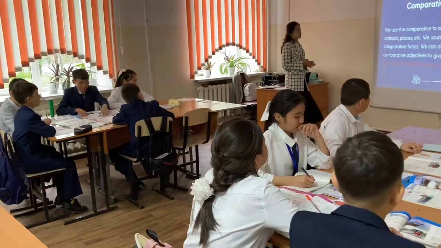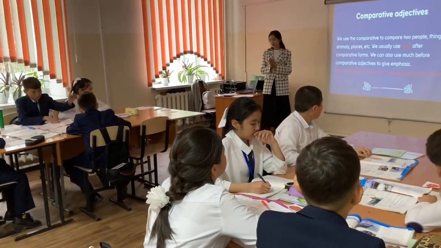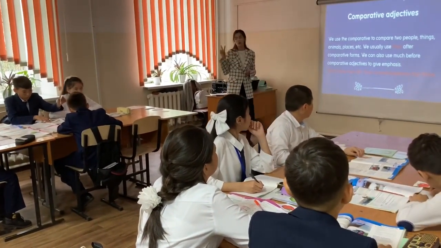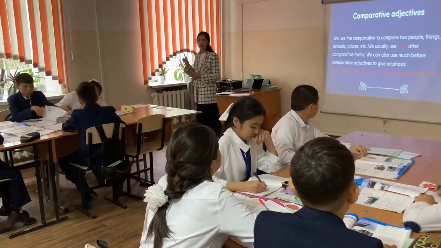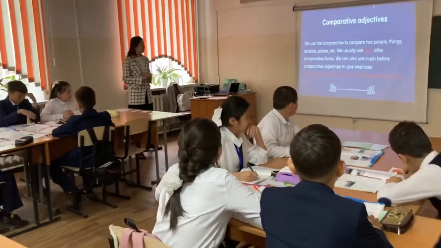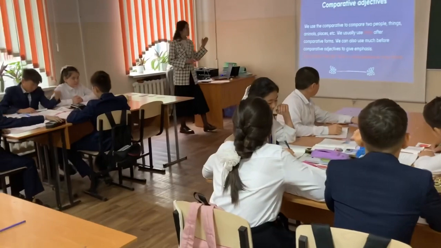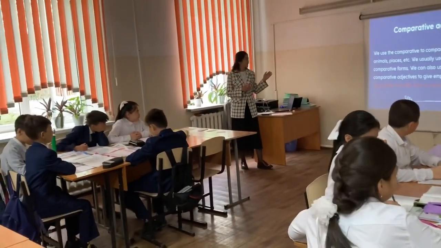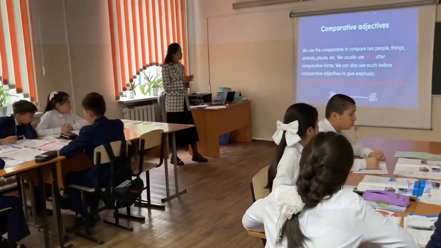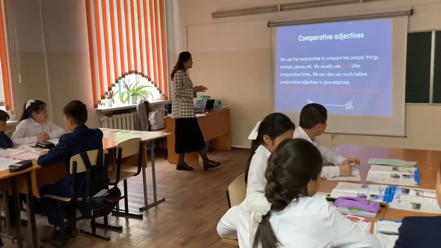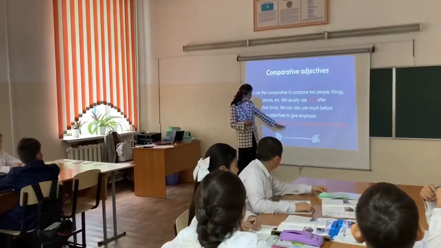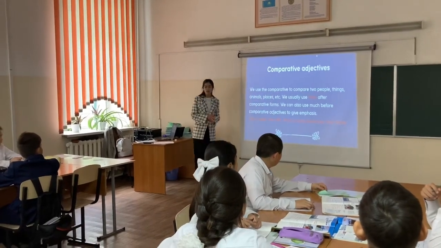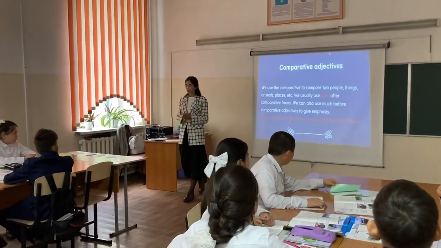First, comparative adjectives. We use comparative adjectives to compare 2 people, things, places, animals, and so on. We usually use than after comparative forms, and we can also use much before comparative adjectives to give emphasis. Example: Paris is more expensive than Rome.